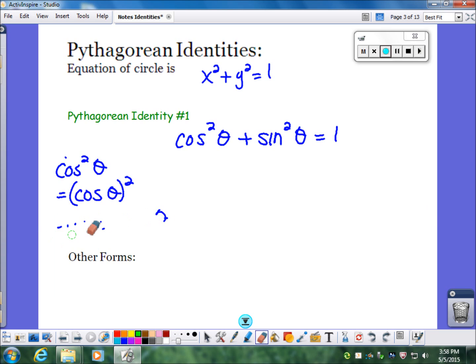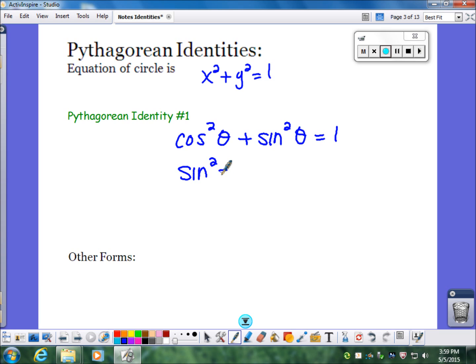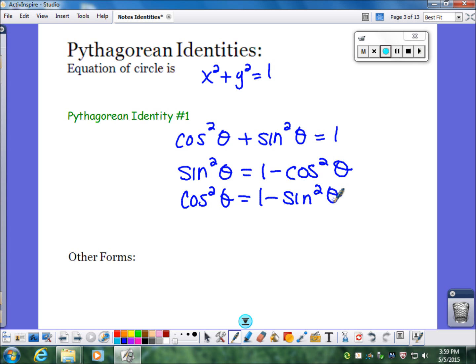All right, so let's look at other forms of this. So you're not always going to see it in this order. So we can write the other forms of this. If I subtract cosine squared theta from both sides, I'm going to end up with sine squared theta equals 1 minus cosine squared theta. That's another form of it. It's still the same identity, it's just the order is changed around. And I can turn around and do the same thing with my sine squared theta, and I'm going to get cosine squared theta is equal to 1 minus sine squared theta. It's just different forms, and you're going to have to recognize those when you see it. So just remember, when they're squared, cosine and sine go together.